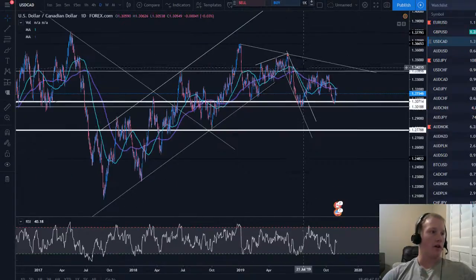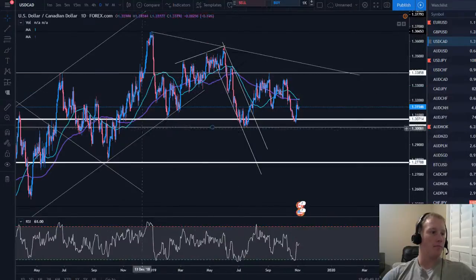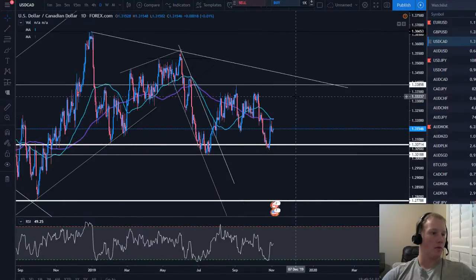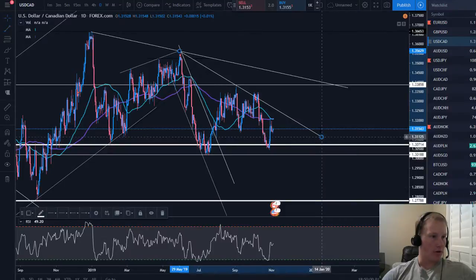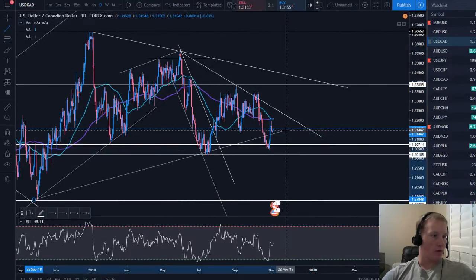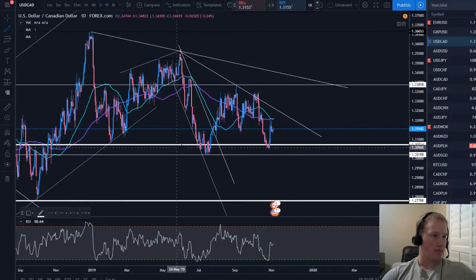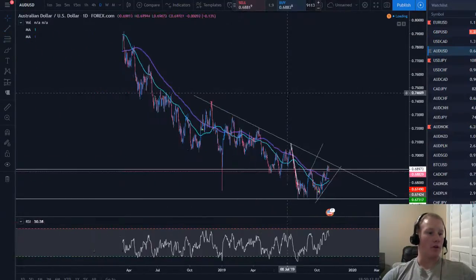US dollar, Canadian dollar. What am I seeing here? I don't know. Tough to say right now. We'll see. We will see, won't we? Yeah, I don't know. We'll see. Alright. Australian dollar, US dollar.